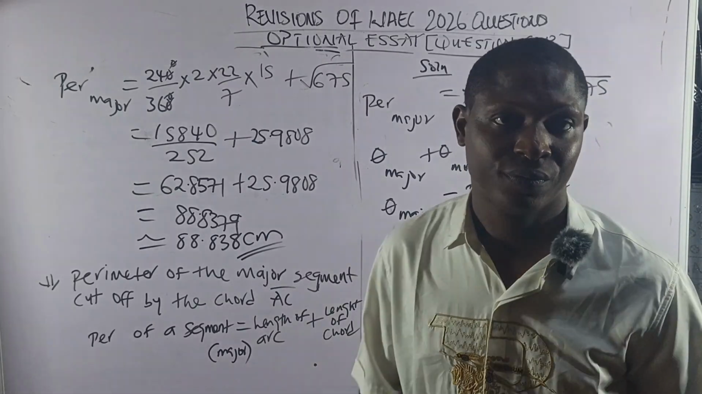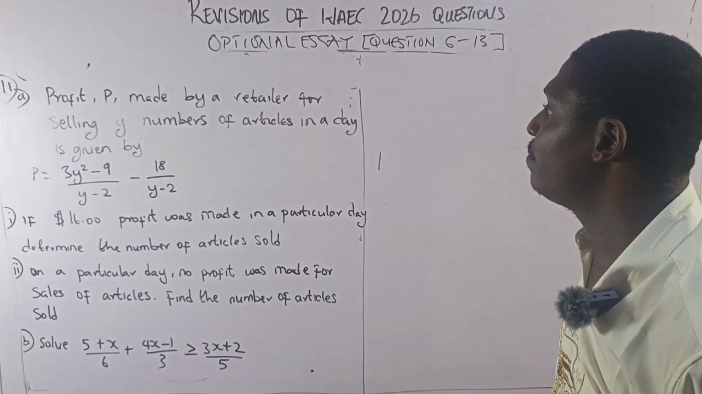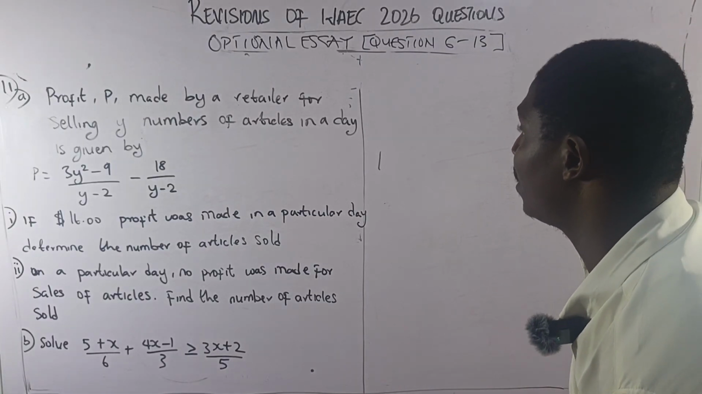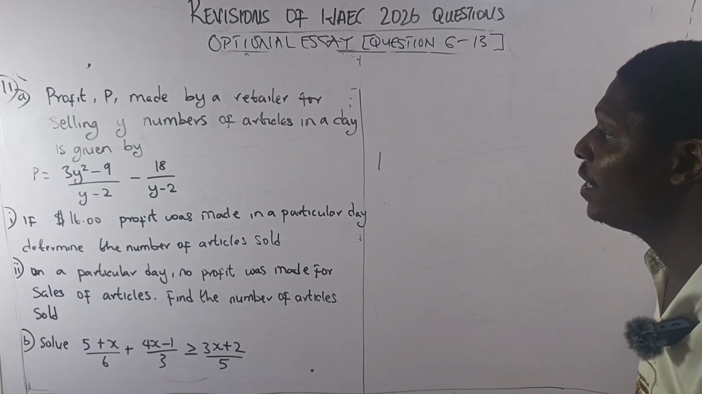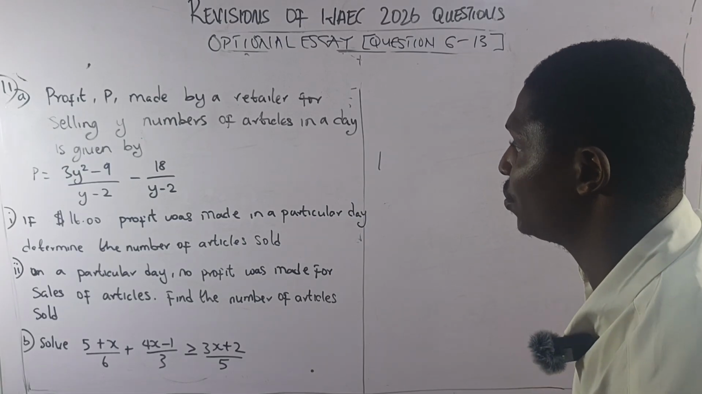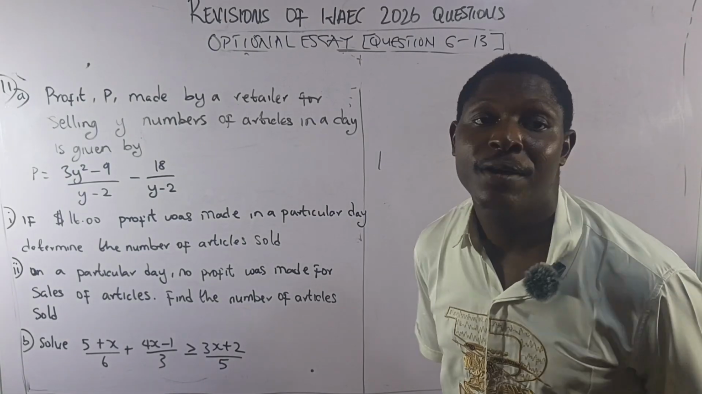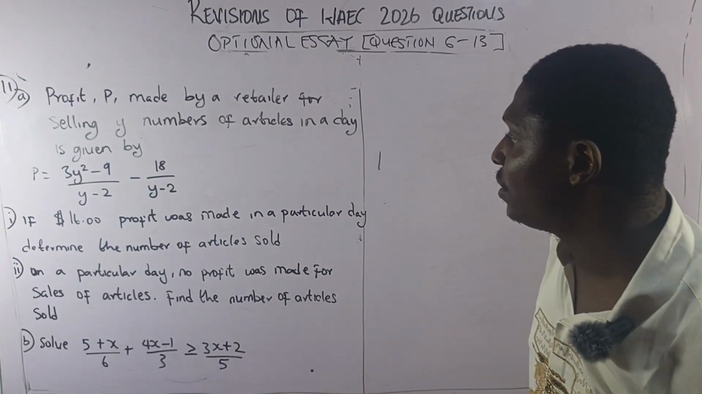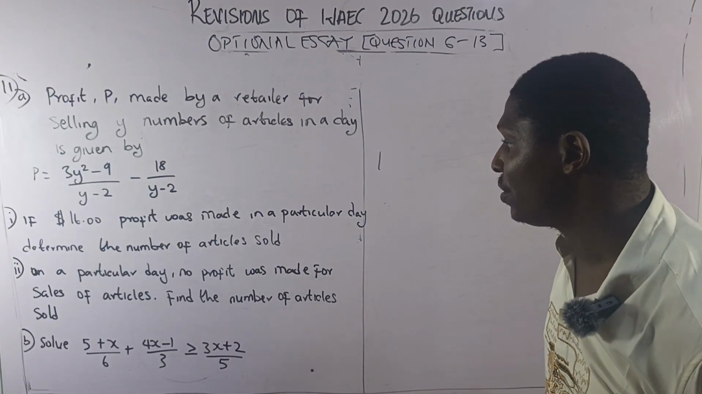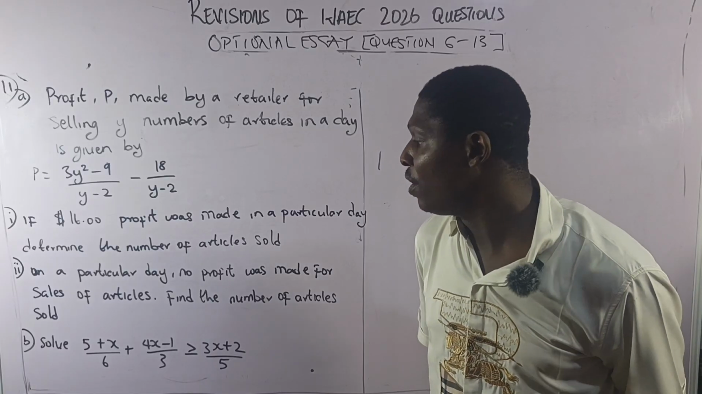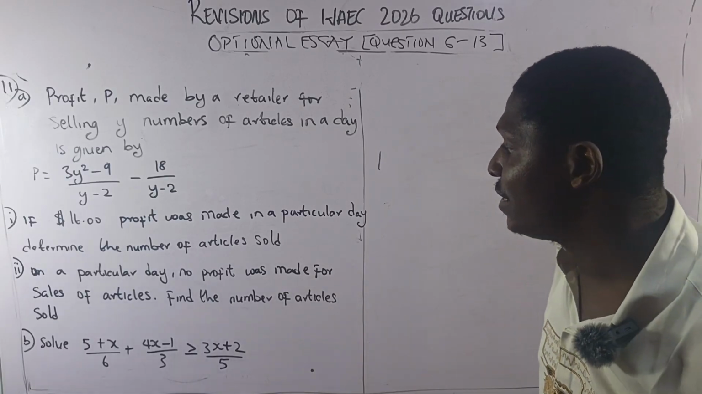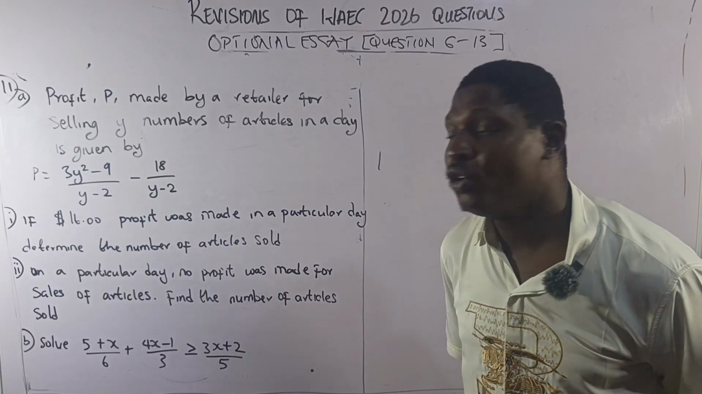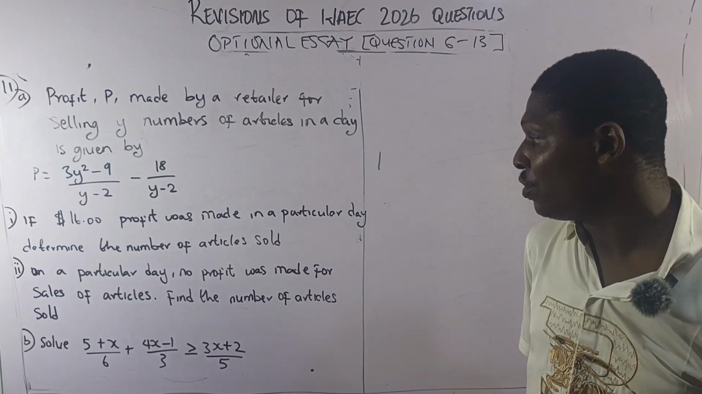Thank you. Question 11A says, the profit made by a retailer for selling y number of articles in a day is given by P equals 3y squared minus 9 all over y minus 2, minus 18 all over y minus 2. (i) If $16 profit was made in a particular day, determine the number of articles sold. (ii) On a particular day, no profit was made from the sales of articles.